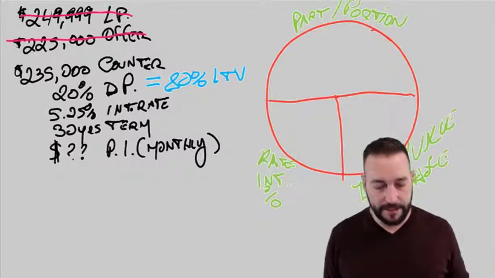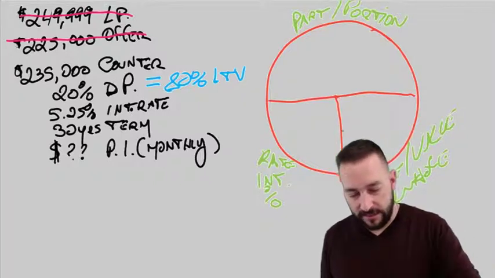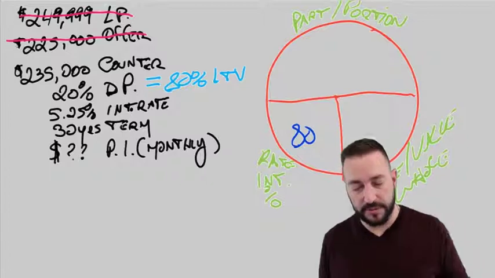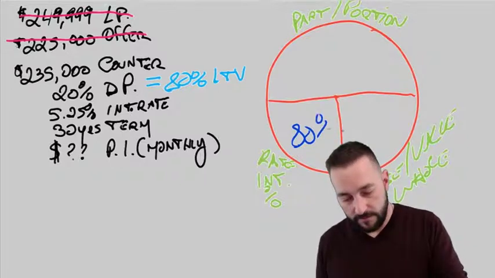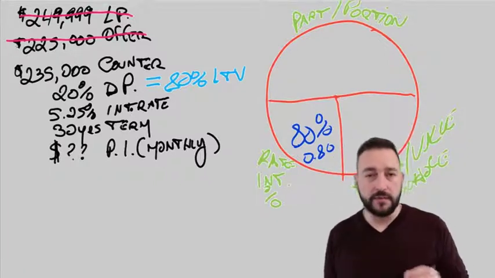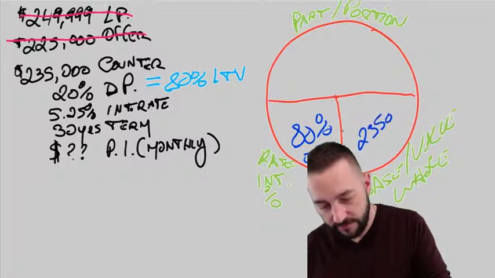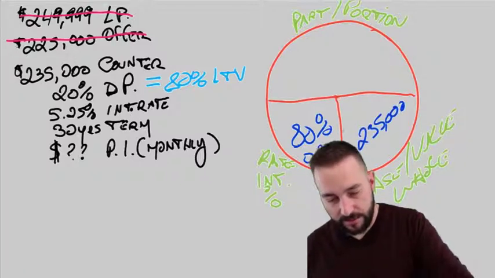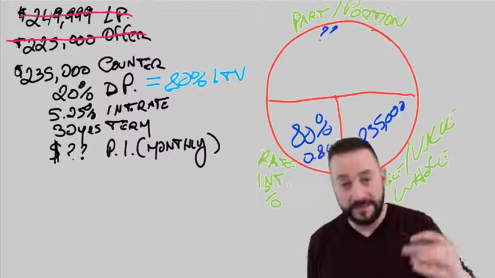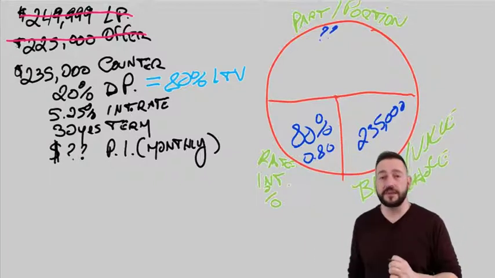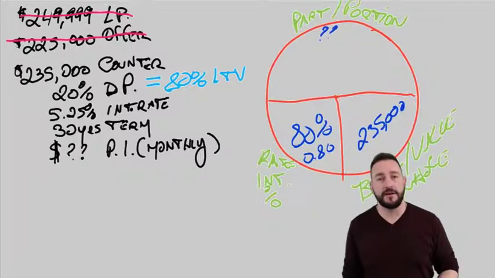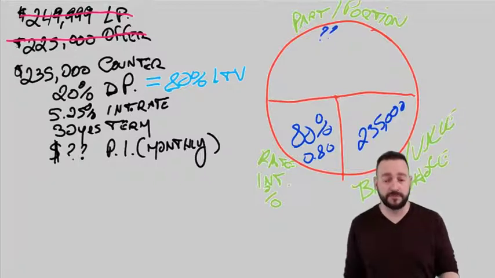So here's what we got. The number we have is 80%, because that's what we're trying to figure out. 80%, or, if you've been to my class, 0.80. The other number we have is the value, which is 235. And what we're trying to figure out is the part or portion that's going to be left for us to calculate the principal and interest, right?